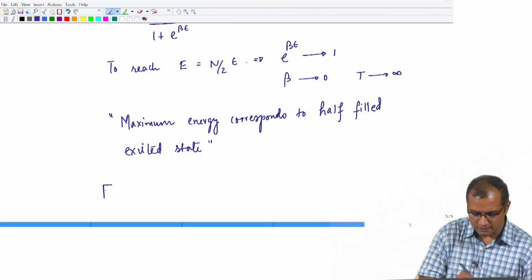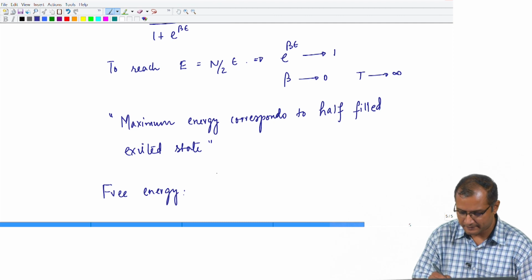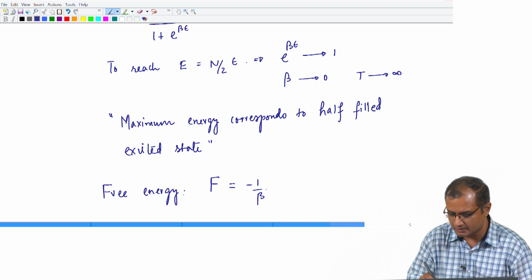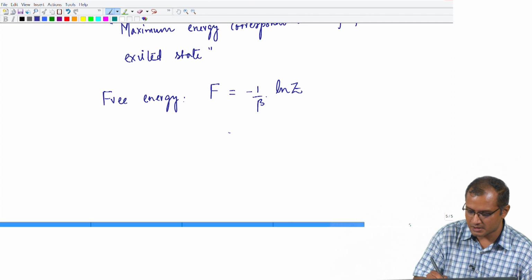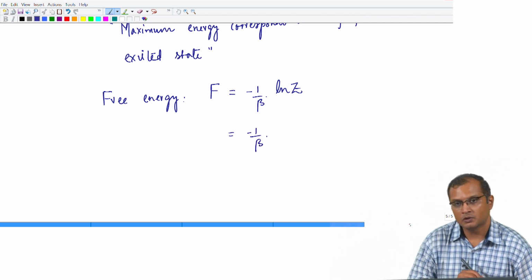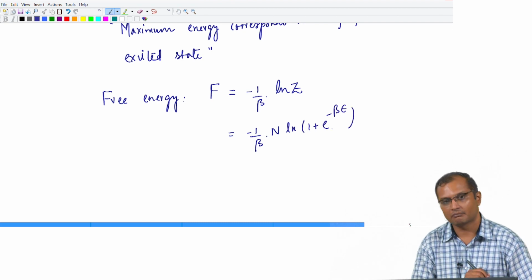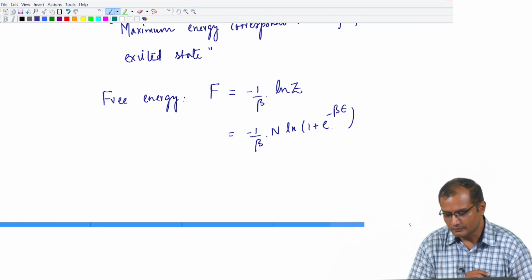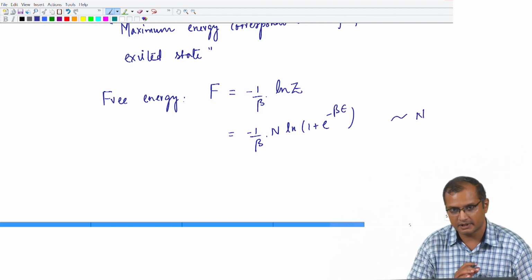Now, the free energy, another very important thermodynamic quantity, is nothing but negative 1 over beta times the logarithm of Z. So, the logarithm of Z is nothing but N times the logarithm of 1 plus e raised to minus beta epsilon, which again as usual scales with N because beta is intensive.